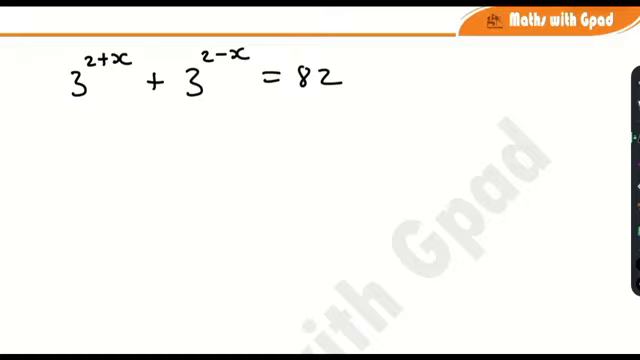In this video, we're going to be solving this exponential equation which says 3 raised to the power of 2 plus x plus 3 raised to the power of 2 minus x is equal to 82.